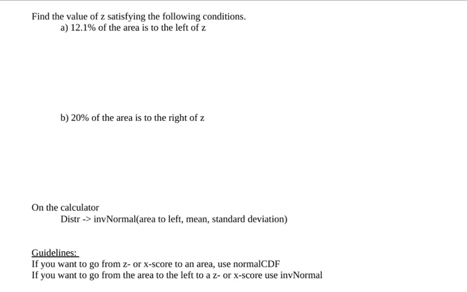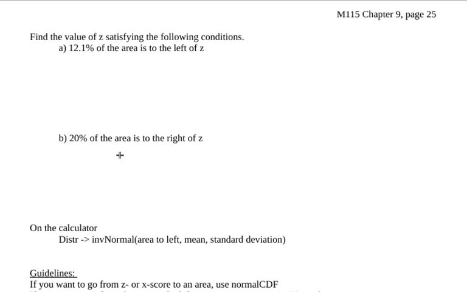Find the value of z satisfying the following conditions. Since I'm talking about a z, I know that I'm talking about a standard normal distribution. That's just something you get. We only talk about z's with a standard normal distribution. So that means mean is 0 and the standard deviation is 1.